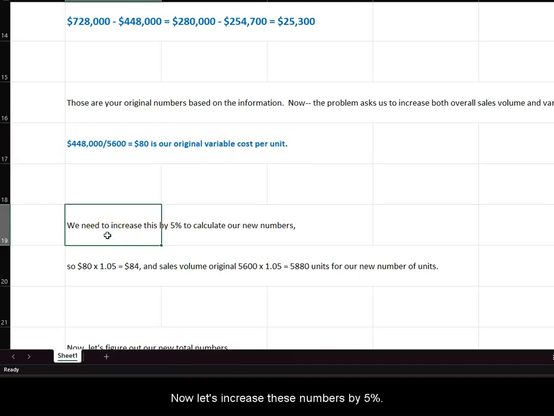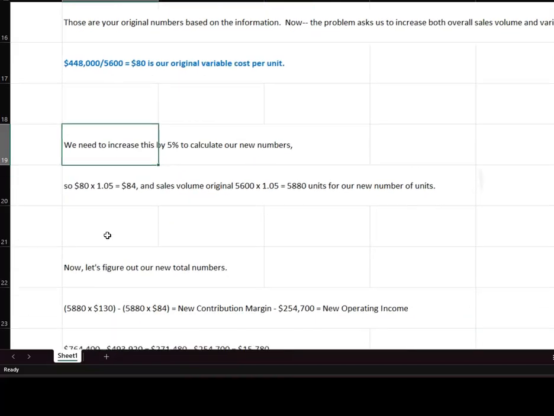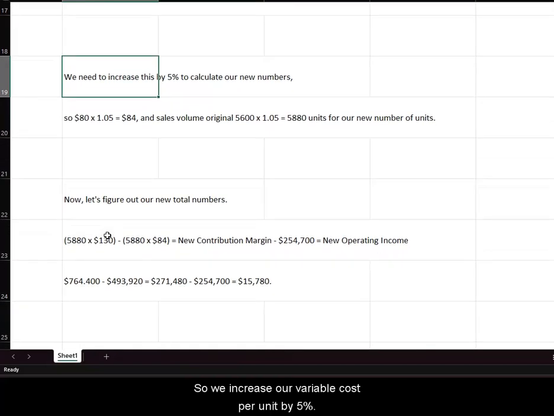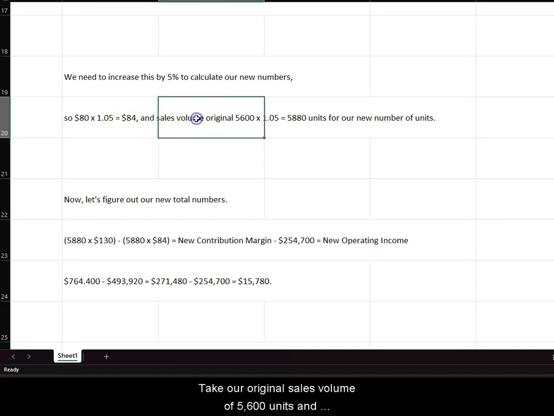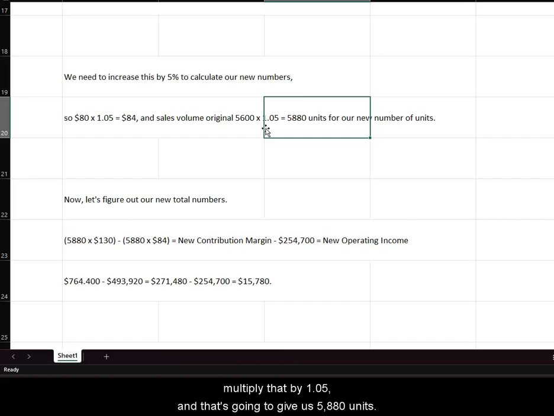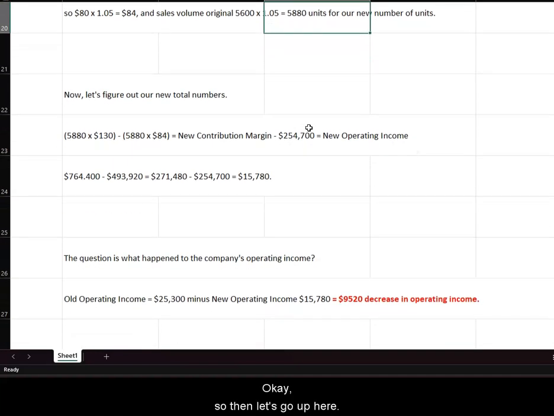Now let's increase these numbers by 5%. So we increase our variable cost per unit by 5%. So $80 multiplied by 1.05, that's going to increase it by 5%. That's $84. Take our original sales volume of 5,600 units and multiply that by 1.05, and that's going to give us 5,880 units. That's our new number of units, right? Okay, so then let's go up here.